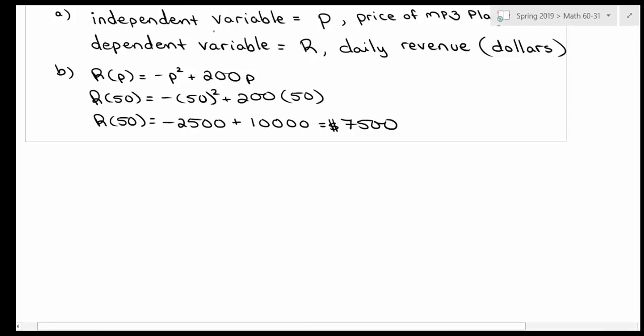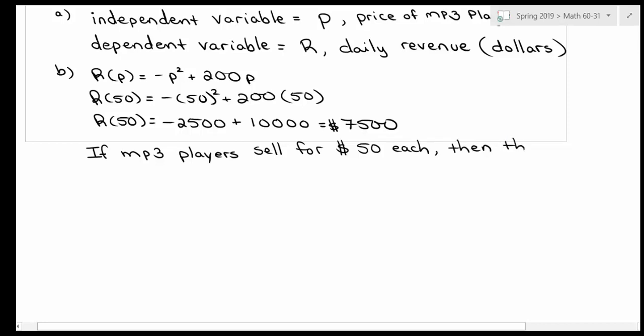I'm going to write here for our verbal explanation, if MP3 players sell for $50 each, then there will be $7,500 in revenue. Doesn't have to be perfect, just get across the idea.